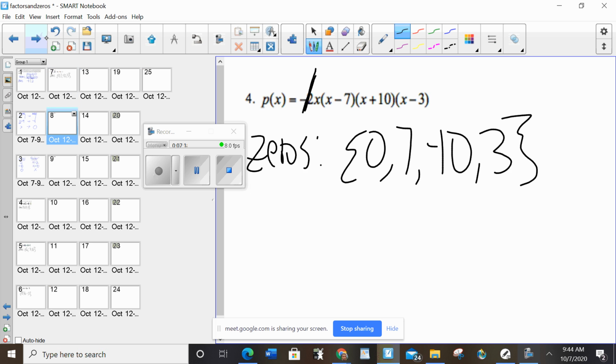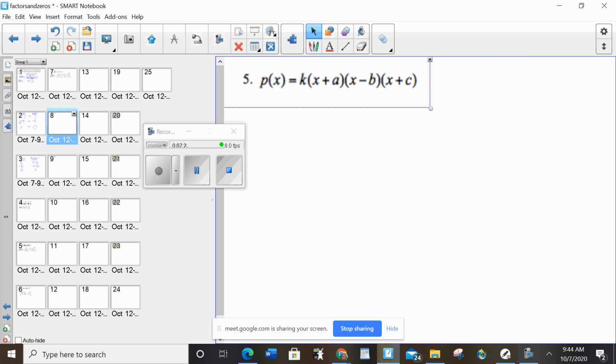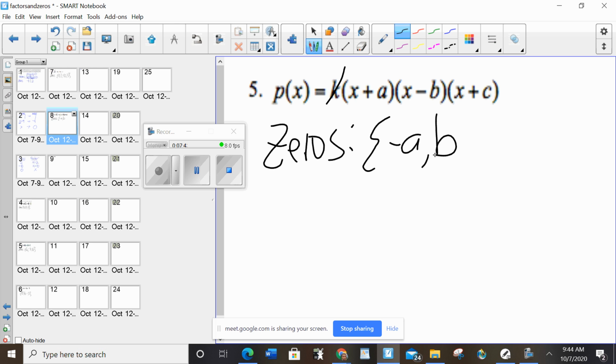All right, so let's take a look at number 5. 5 might look scary, but it's not. That k out front does not affect the zeros. It's just a constant term, so you can just get rid of it. There's letters, who cares? It's the same thing. If x plus a is a factor, then -a is a 0. If x minus b is a factor, then +b is a 0. If x plus c is a factor, then -c is a 0. And that's it.